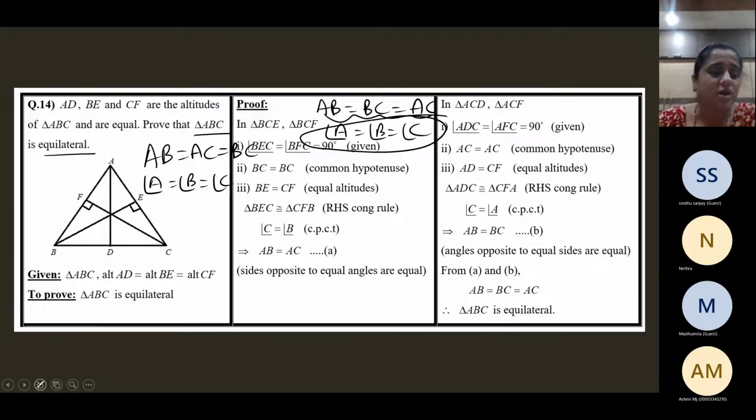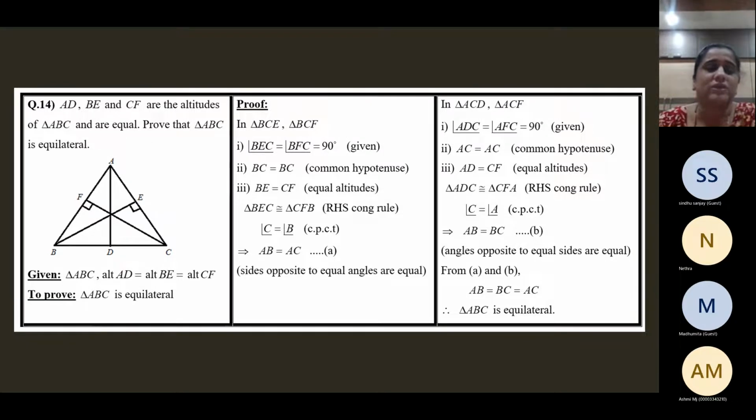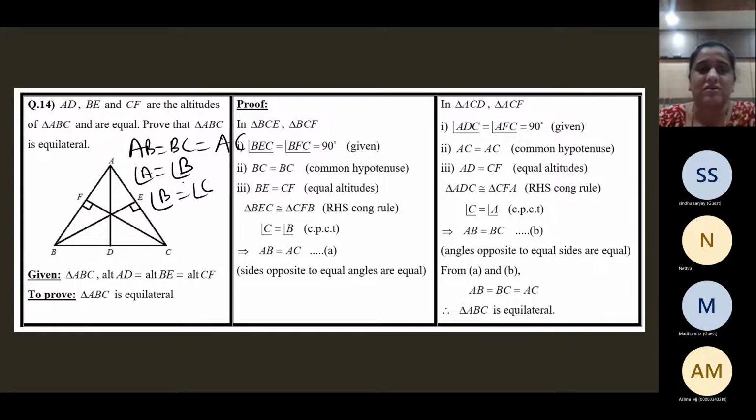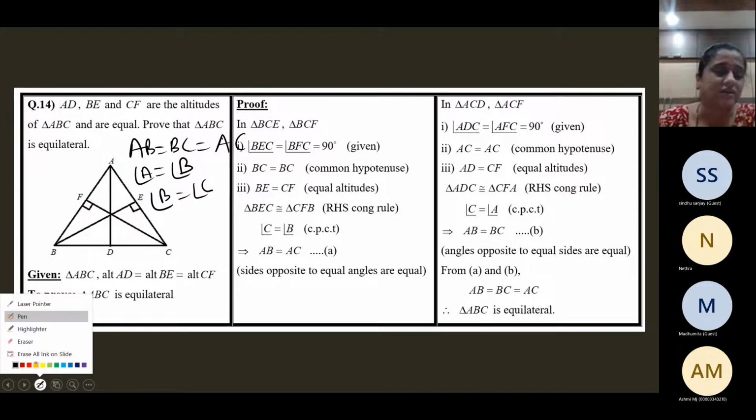Okay. So now how to consider the triangles? We need to get these results. We either have to get AB is equal to BC is equal to CA, or we have to take two triangles, get this result angle A is equal to B, take two other triangles, get this result angle B is equal to C. So once you get these two results, it's clear that all the three angles are equal, so all the three sides are equal.